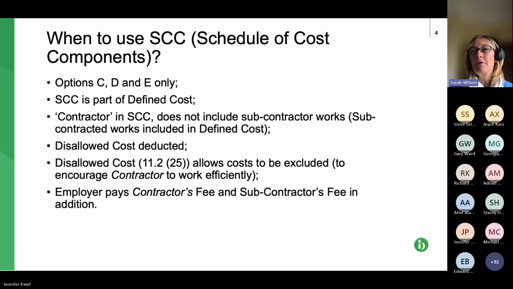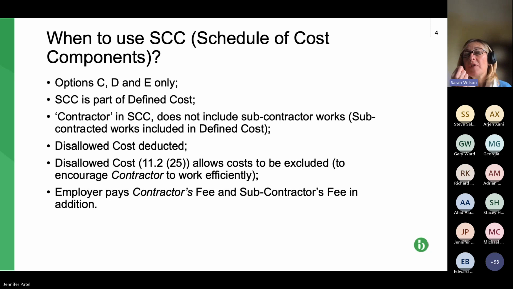What we see in NEC4 is a change. So the defined cost is simply referred to as the elements in the schedule of cost components, and the subcontractor costs have been inserted into it. So it's not a huge change. It's more, where is the information? Where will you find it? Personally, I think it's a good amendment to have made because I like efficiency. So all you need to do now is focus on the schedule rather than having to look at the defined cost and the schedule in conjunction with each other.